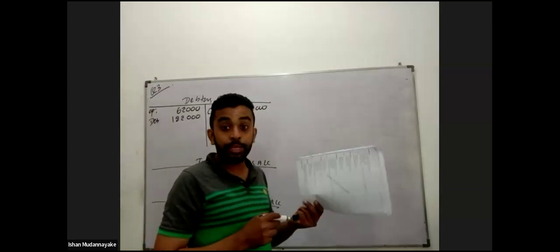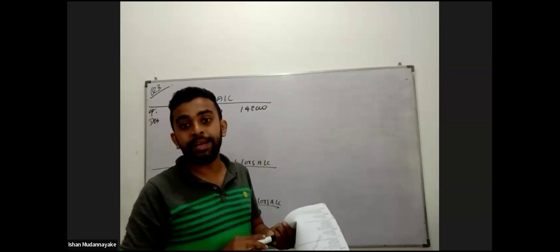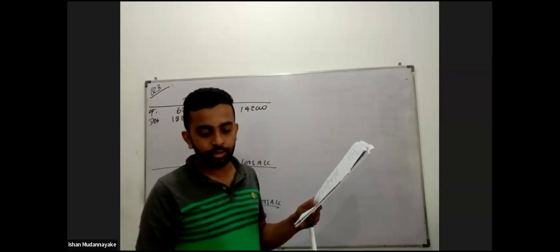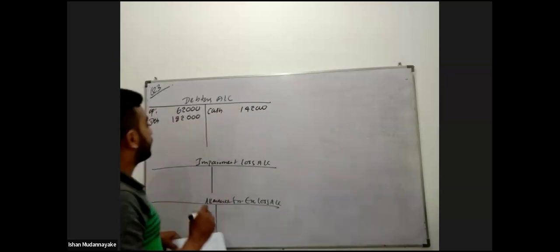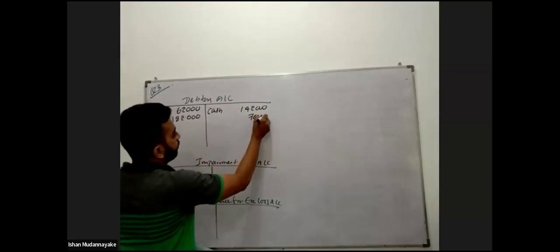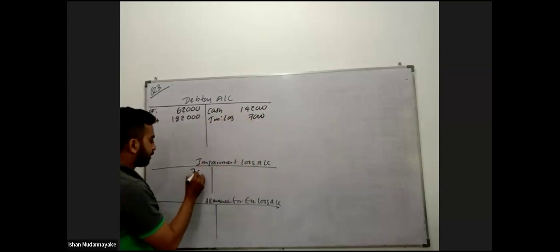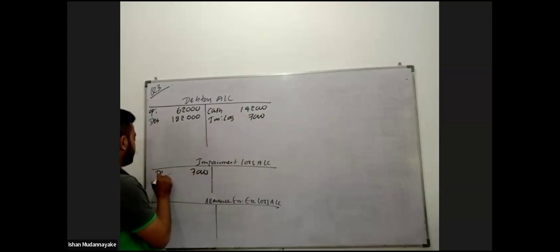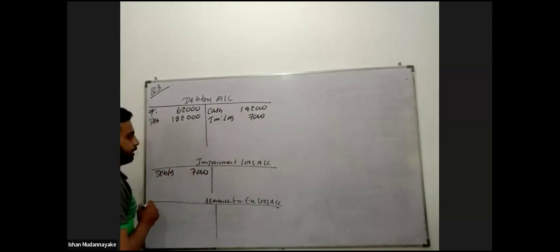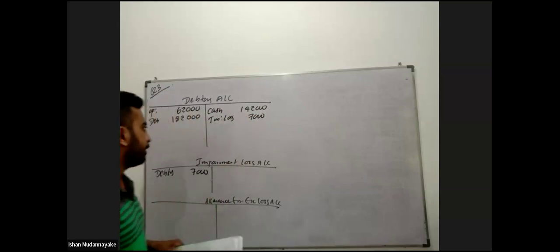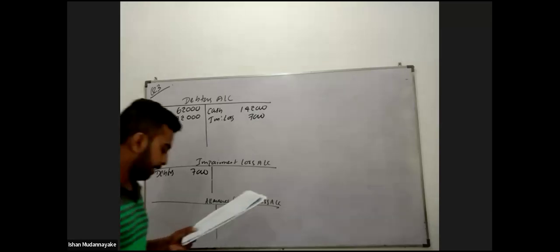Impairment loss 7,000. Bad debts written off 7,000. How to record the 7,000? Impairment loss account debit 7,000, debtors account credit 7,000.